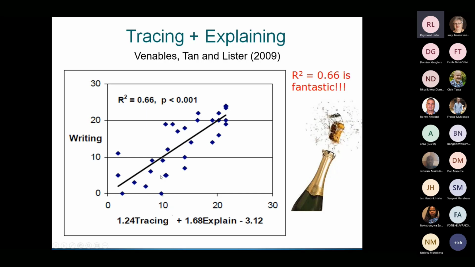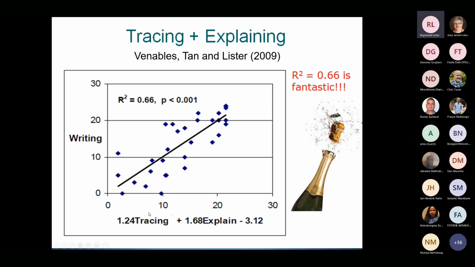1, 2, 3, 4, 5, 6, 7, 8, 9, 10, 11, 12, 13, 14, 15, 16, 17, 18, 19, 20, 22, 23, 24, 25, 26, 27, 28. There you go. So roughly 30. I might have miscounted. Thank you, Prof. Yeah.